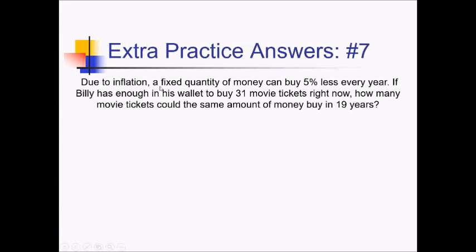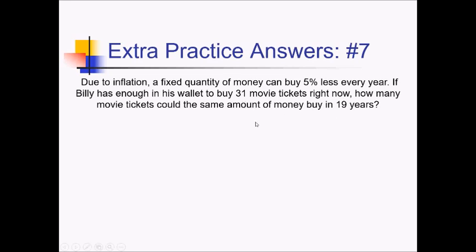On this one, due to inflation, a fixed quantity of money can buy 5% less every year, so the purchasing power is going down. If Billy's got enough in his wallet to buy 31 movie tickets right now, how many movie tickets could the same amount of money buy in 19 years?